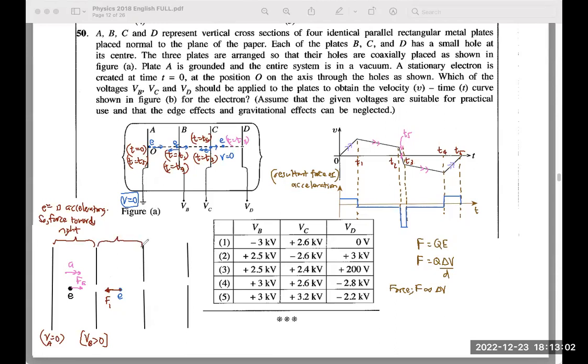Here you can say the electron decelerates. Not only there, here also the electron is actually decelerating until this whole point. The electron decelerates first, I mean initially. So the force is towards left. It's slowing down, you can see in the VT graph. Therefore, the electron is experiencing a force towards left side.